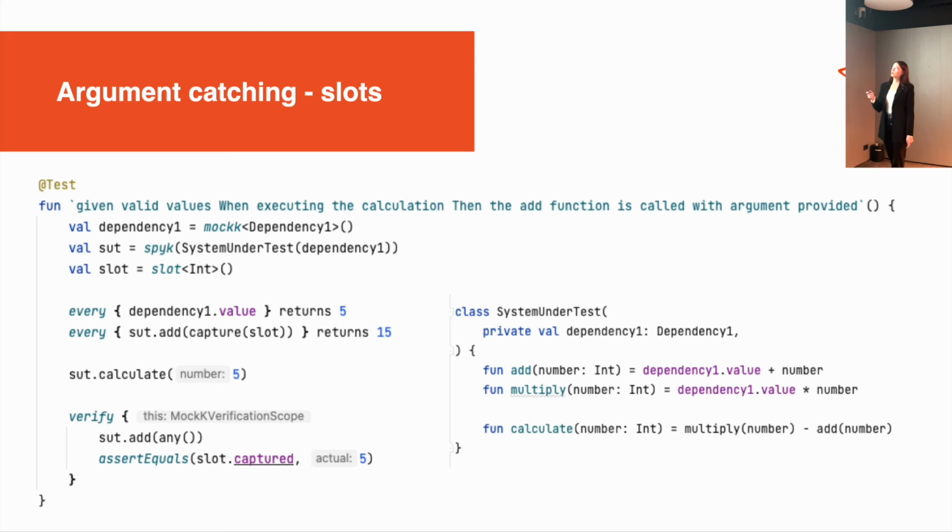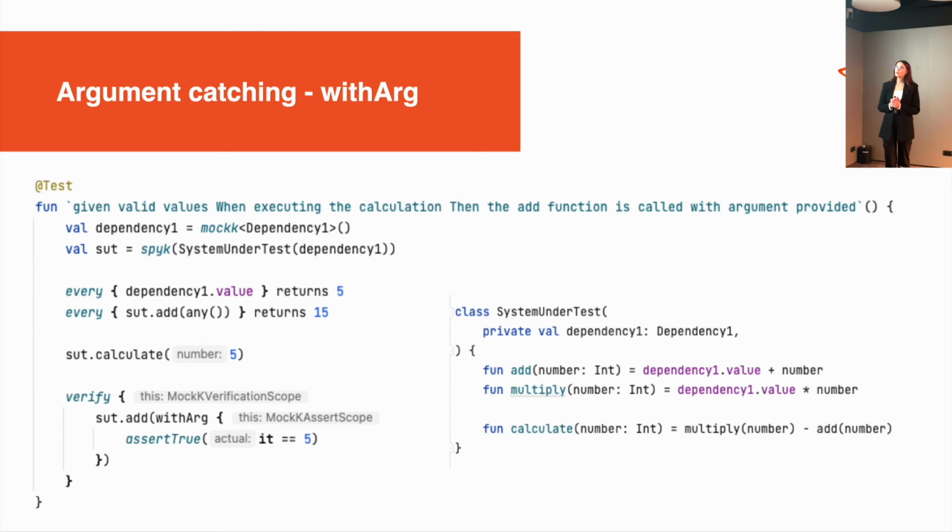And then we want to check if this actually happens. So first the verify block, we are verifying if the add function has been called, and then we are asserting equals that this slot that we captured before was actually 5. So that integer that got passed into the add function, and this will also succeed.